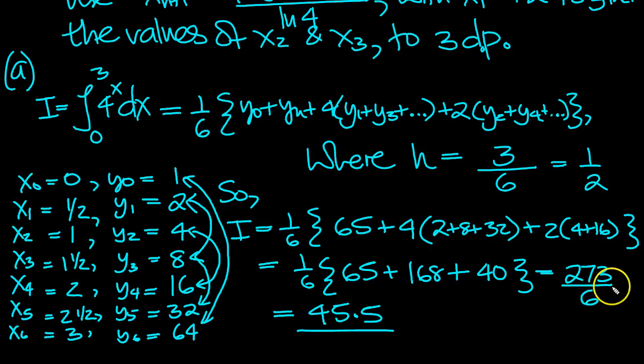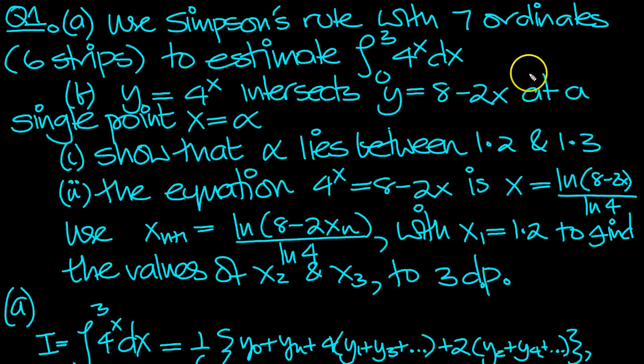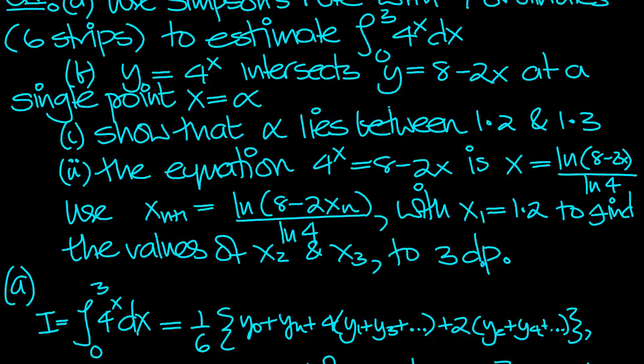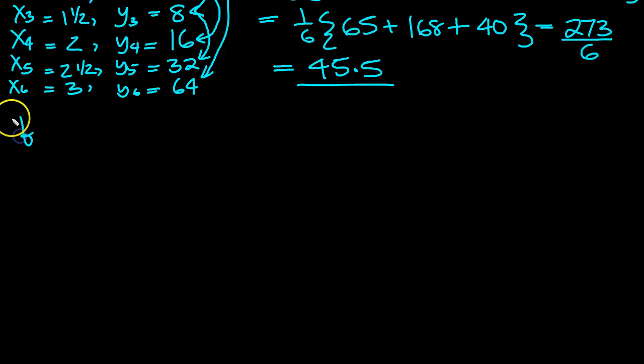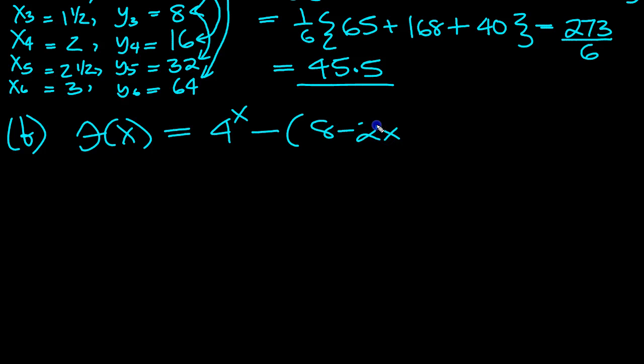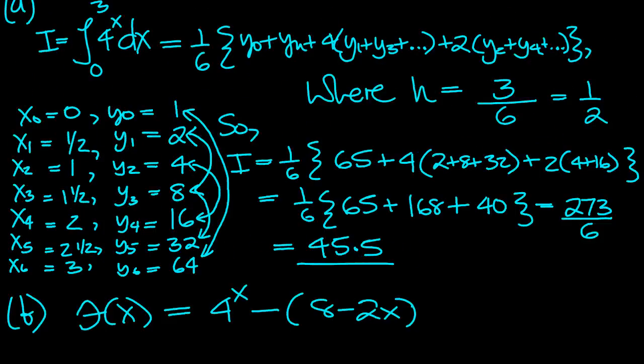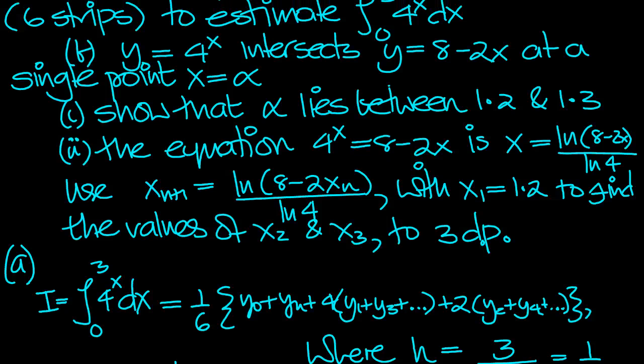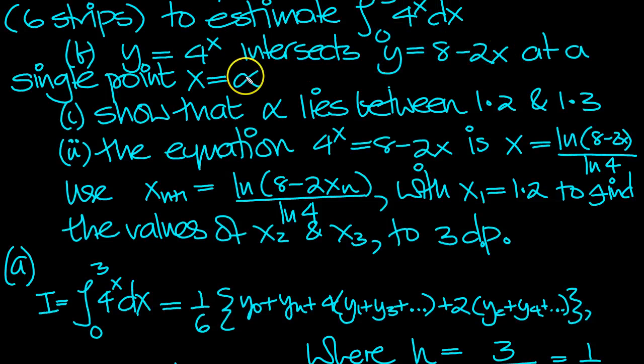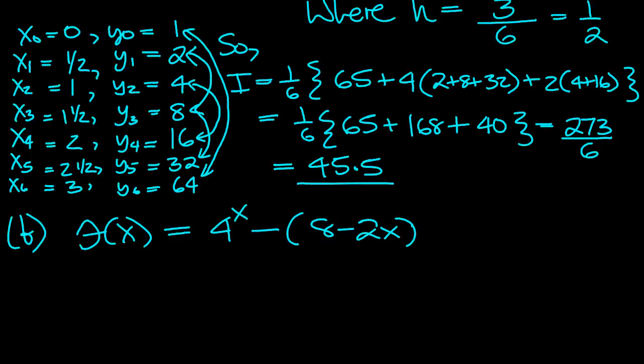Okay, right, let's have a look then. Now we go back to part B. Show that alpha lies between 1.2 and 1.3. If we take the difference, one will be positive and one will be negative, won't we? So let's take f of x equals 4 to the power x minus the second function, 8 minus 2x. Let's have a little look at that, just to be absolutely sure.